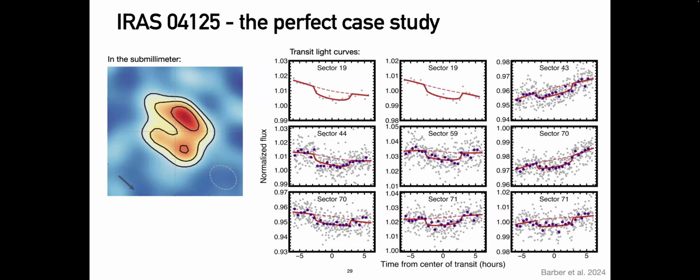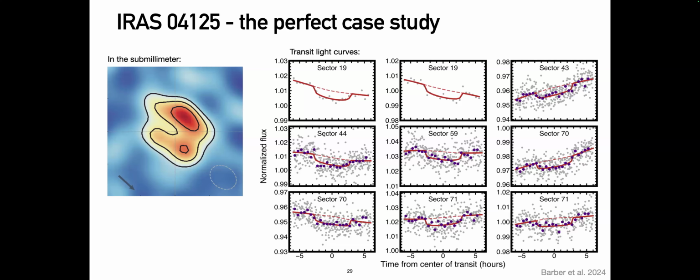At the end of 2024, Barber et al. published the detection of an exoplanet in this system around the primary star through transit observations. So you can see here these beautiful transit curves. I think they had 17 transits in the end.